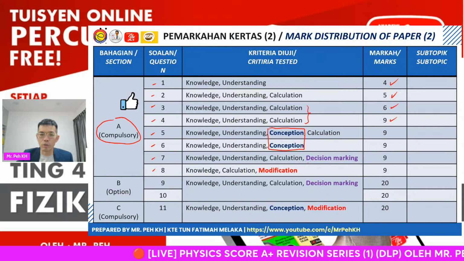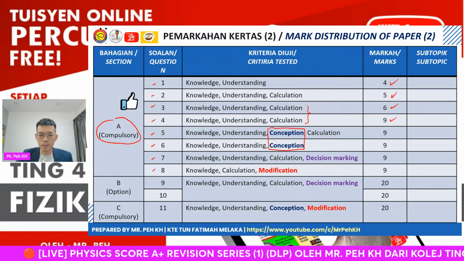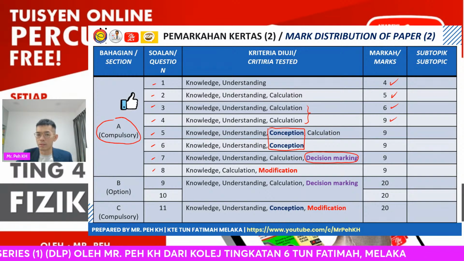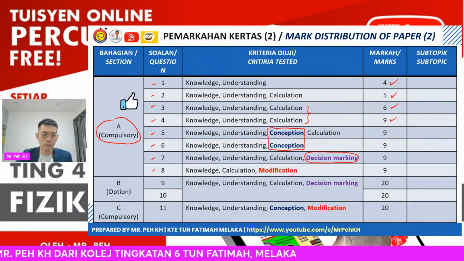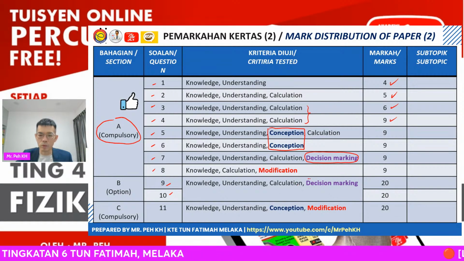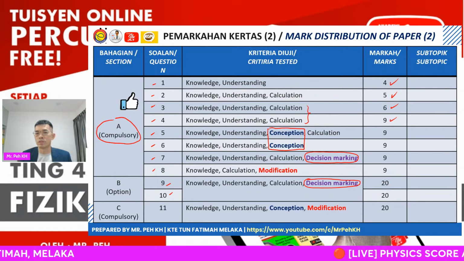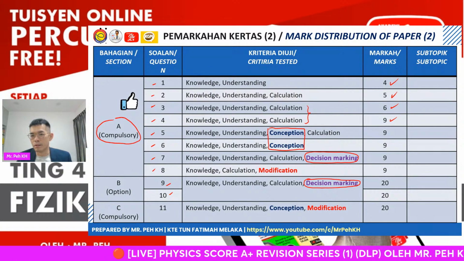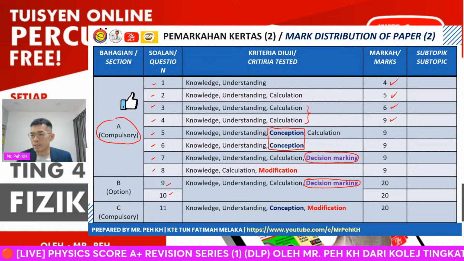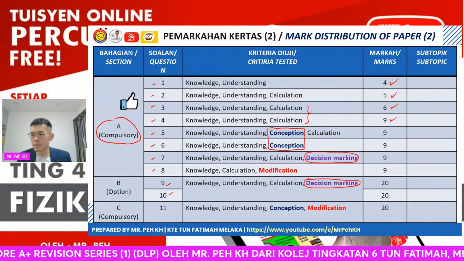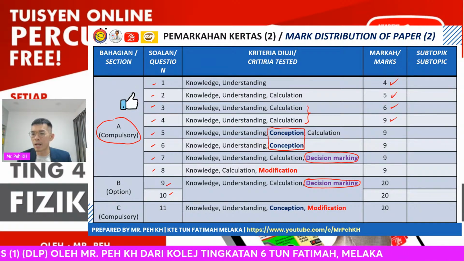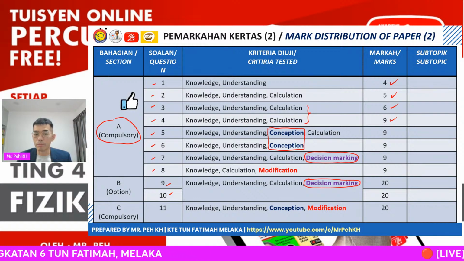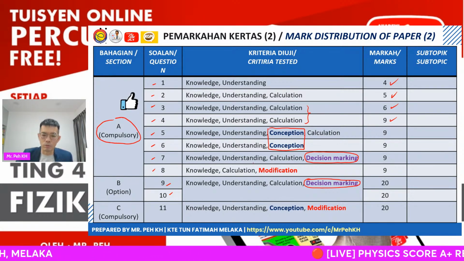Then question number 7 will be knowledge, understanding, and calculation. Mainly here it will be the decision making question. This will be the same as section B, number 9 and number 10, which also consist of decision making questions. The question will give you options, maybe X, Y, Z, and then you have to choose the best option based on the criteria asked in the question. Later on, we will see one question of option B, section B, together.